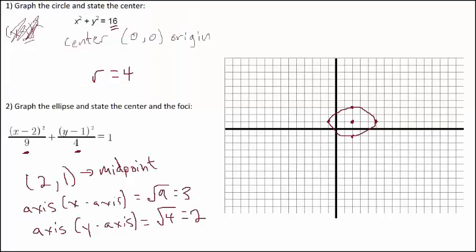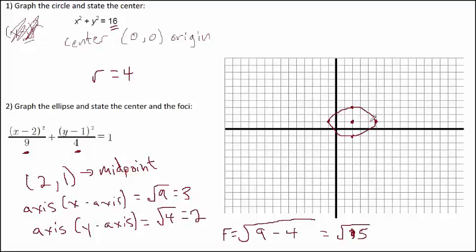The question also asks us for the foci. And the way to figure that out is to apply the focus formula. The focus formula is the square root of the bigger denominator minus the smaller denominator. So in this case, the focus is the square root of 9 minus 4 equals the square root of 5. Now the square root of 5 is a little bit more than 2, actually about 2.24, so a little bit less than 2 1/4. So that's away from the center, away from the midpoint.